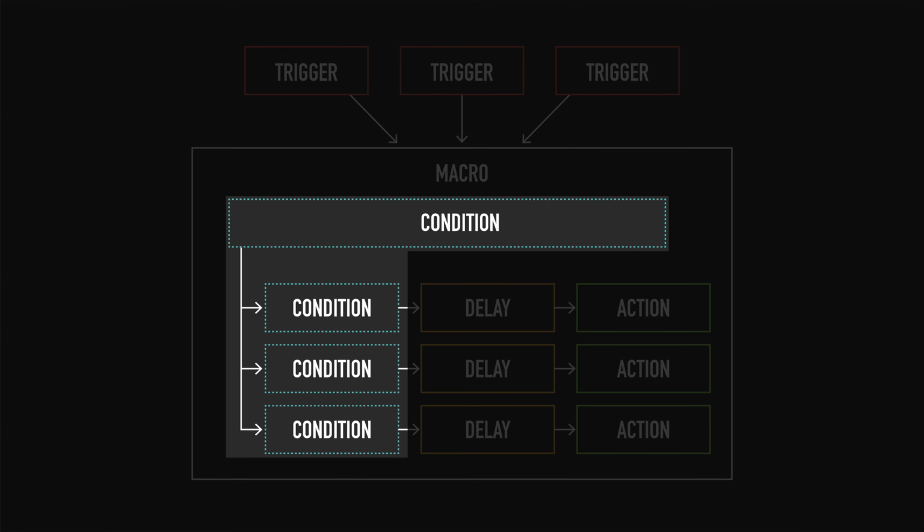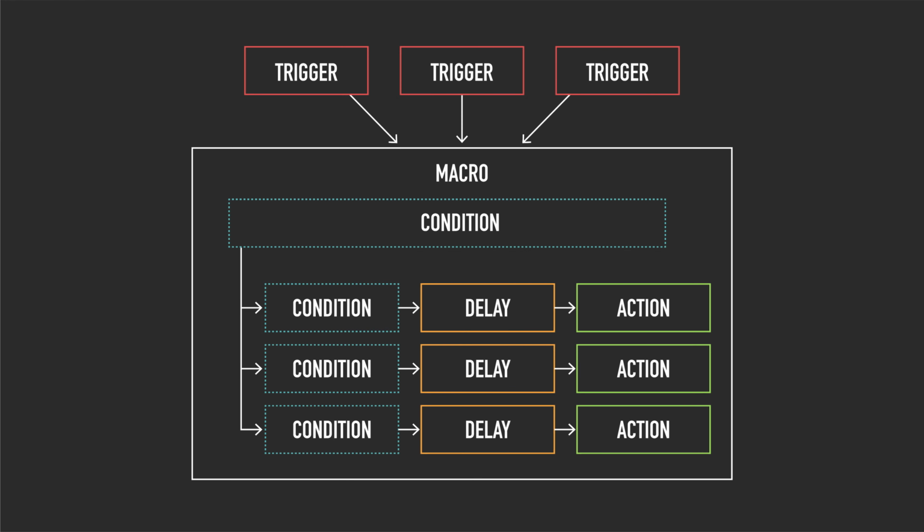Conditions are a powerful way for a macro to decide whether to run all, some, or none of its actions. We'll go into conditions more in a later tutorial. For now, let's dive into the plugin itself.